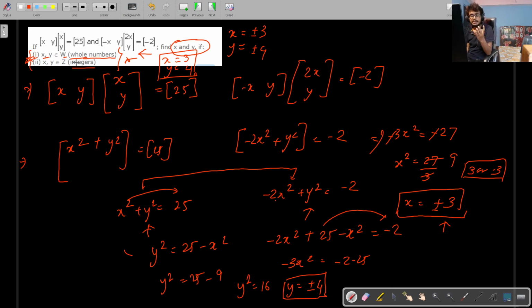So whole numbers are positive counting numbers including 0. And integers are any positive or any negative numbers, right? Any positive or negative number including 0 is an integer. Okay. So whole number, integer, you will have to remember the difference.